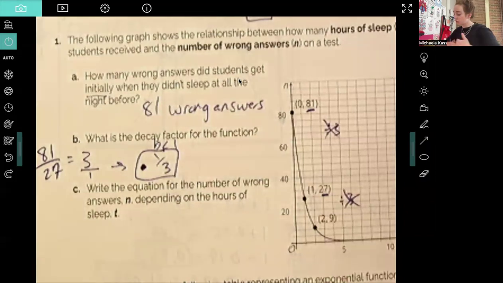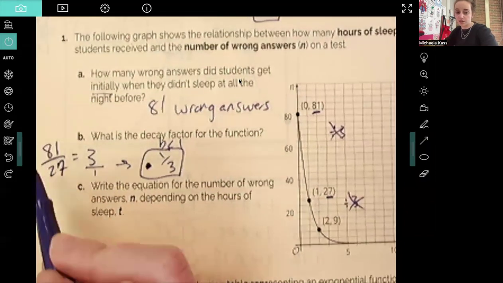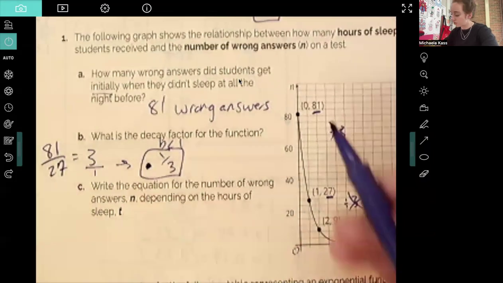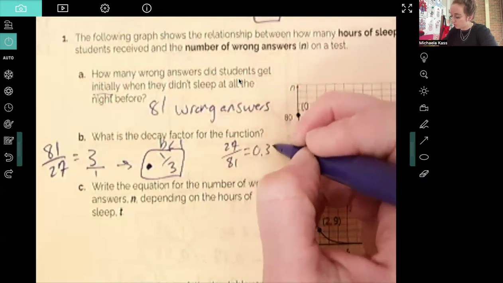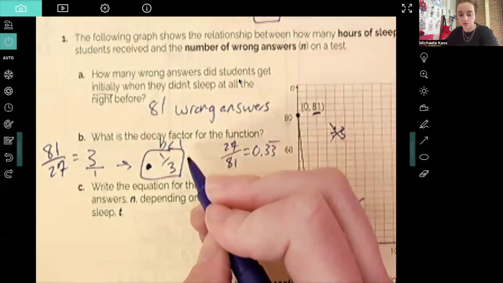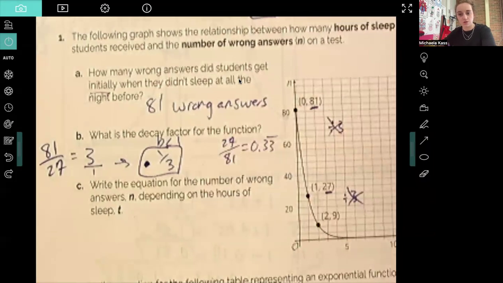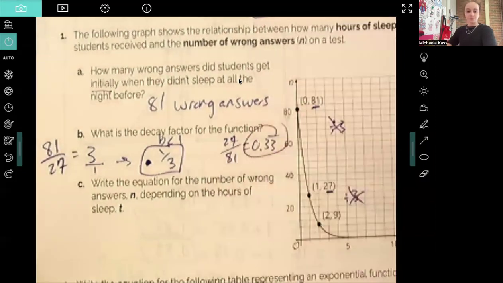Another way of doing this is just flip-flopping the fraction, right? If you recognize, oh, this is too big, then flip these numbers. You would do 27 divided by 81, and you get 0.333 on repeat. That is equivalent to 1/3, so either answer is going to be correct, okay?